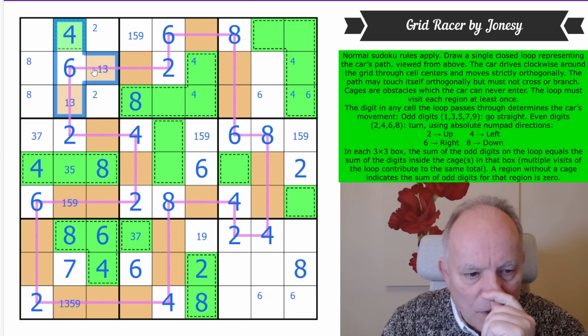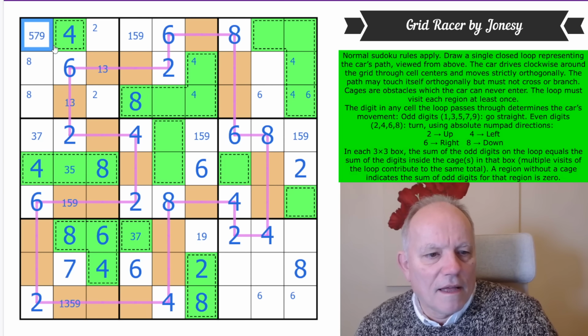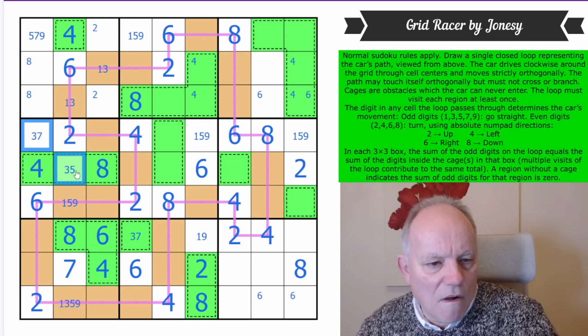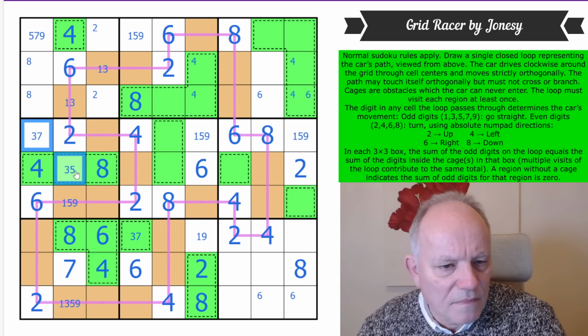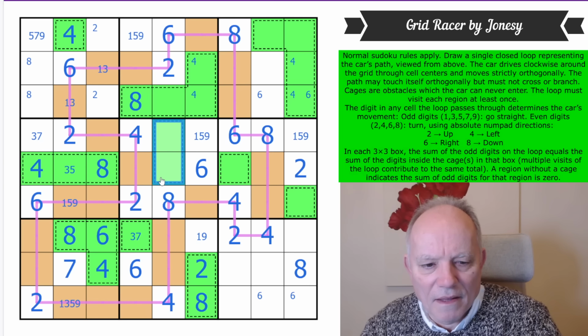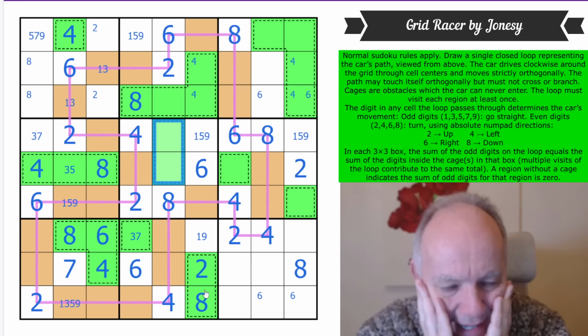Four, 6, 1, 3, 2 is in one of those, 8's in one of those. This is 5, 7, or 9. If it was 7, that would be 3, this would be 5. Would that do anything magical? I don't think so. Oh, there must be a way.